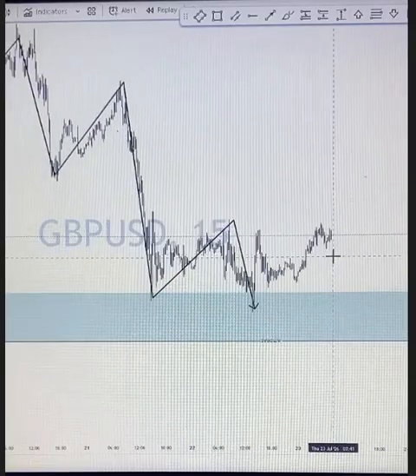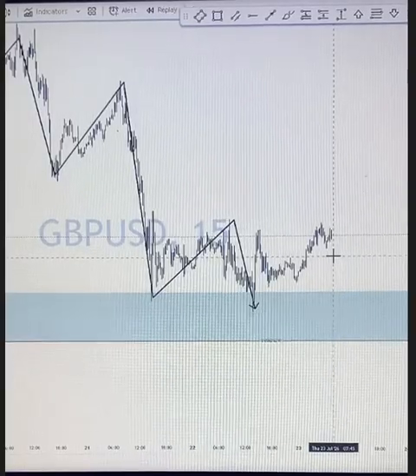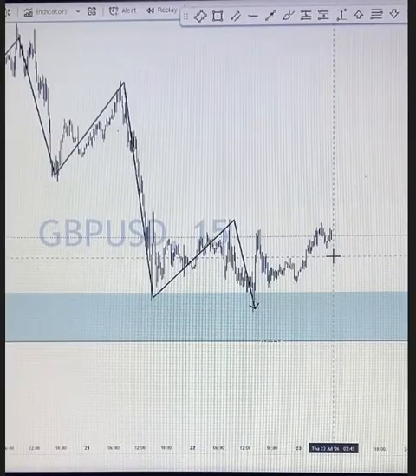Anybody? Is 15 minutes bullish or bearish? Guys, come in right now. Let's do this analysis together.